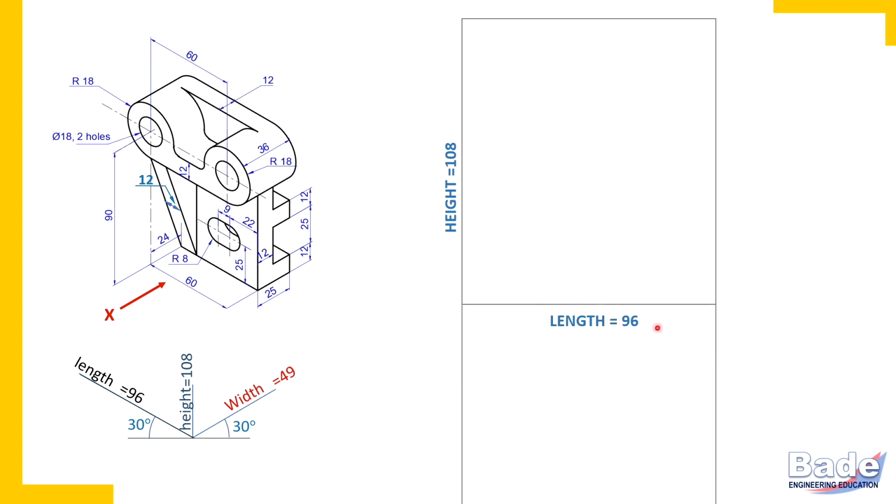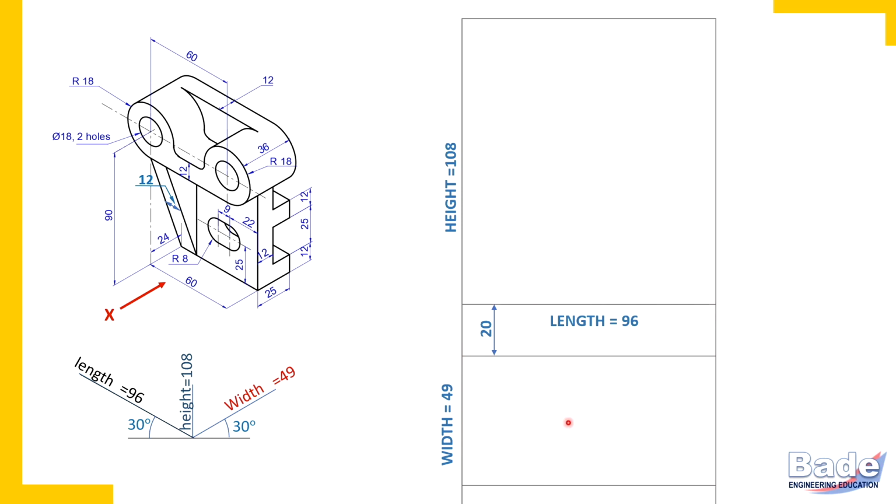Transfer that length in the top view. Project that length 96 in the top view. The other dimension appearing in the top view is width vertically. And how much is that width? 49. So leave some space, approximately 20 millimeters, and then measure width 49 and complete the rectangle. So this rectangle, height 108, length 96 for front view, and this rectangle, length 96 horizontally, width 49 vertically, top view.